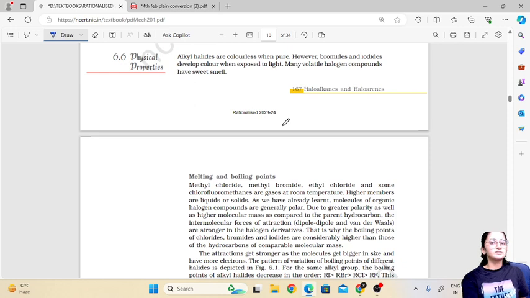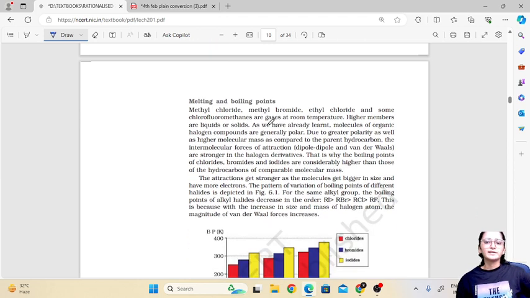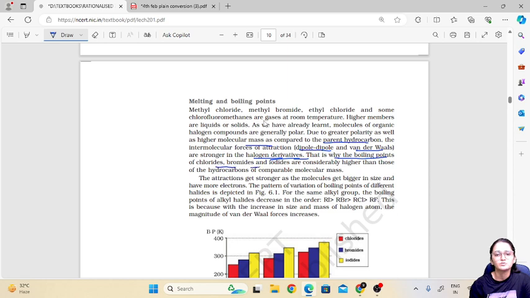Then talking about their physical properties, they are colorless when they are pure, and bromides and iodides develop color when they are exposed to light. Then about melting and boiling points, since they have polarity, their melting and boiling points will be higher. So due to greater polarity as well as higher molecular mass as compared to the parent hydrocarbon, intermolecular forces of attraction, that is dipole-dipole and van der Waals, are stronger in halogen derivatives. So boiling points of chlorides, bromides, iodides are higher than those of normal hydrocarbons.